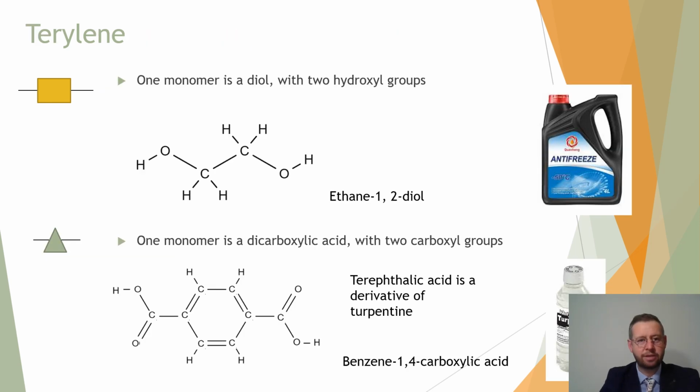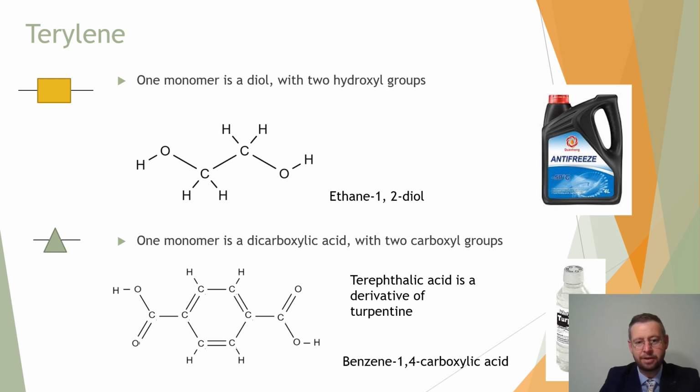So here is a really good example. Terylene. It consists of 2 monomers. One of them is a diol. Remember, that's an alcohol with basically 2 alcohol groups in the same molecule. The particular one that I want to show you here is ethane-1,2-diol. You can see there are the 2 hydroxyl groups at either end. This, to me and you, is antifreeze. So this is a chemical that you have seen before. We put it in engines. We put it even in windscreen wiper fluid so that we do not freeze our windows in winter.